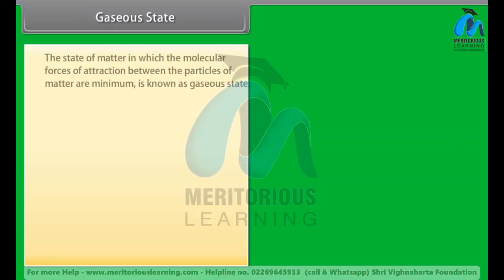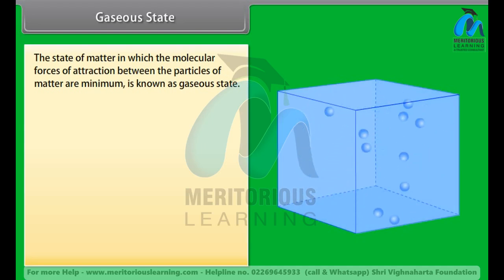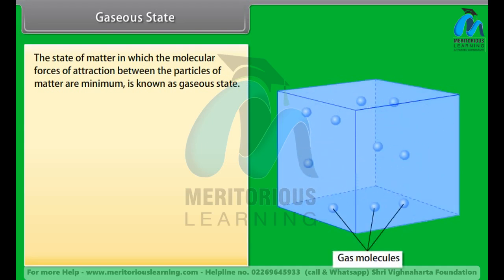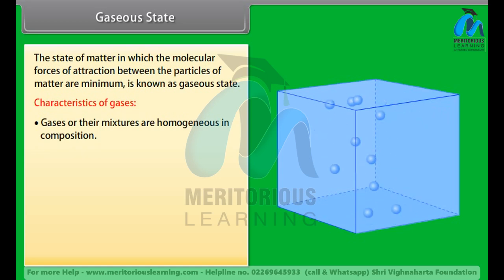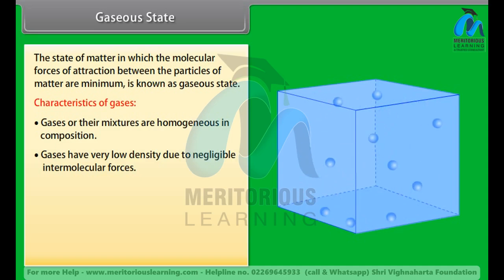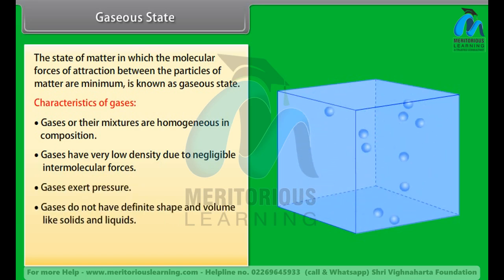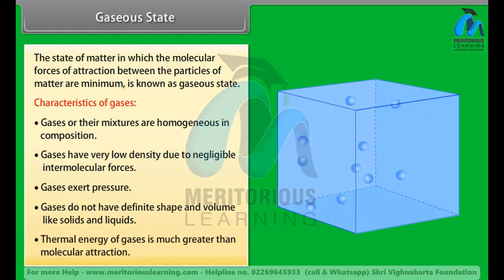Gaseous state. The state of matter in which the molecular forces of attraction between the particles of matter are minimum is known as the gaseous state. Gases completely fill the container that holds them. Characteristics of gases. Gases or their mixtures are homogeneous in composition. Gases have very low density due to negligible intermolecular forces. Gases exert pressure. Gases do not have definite shape and volume like solids and liquids. The thermal energy of gases is much greater than molecular attraction.